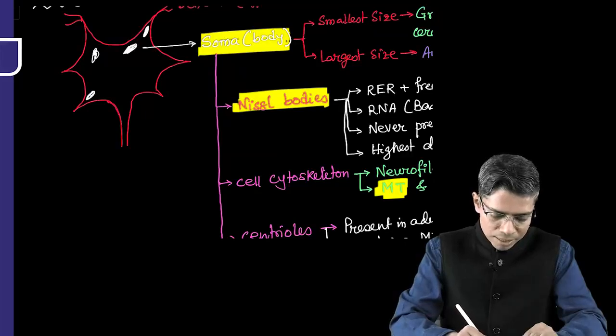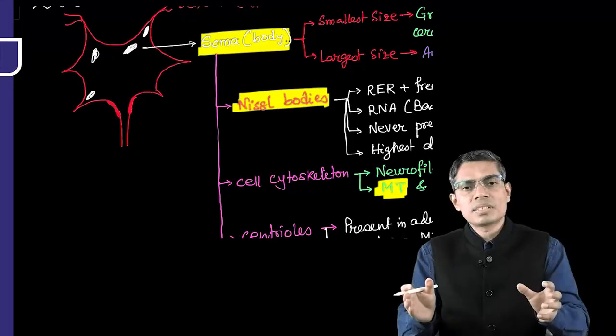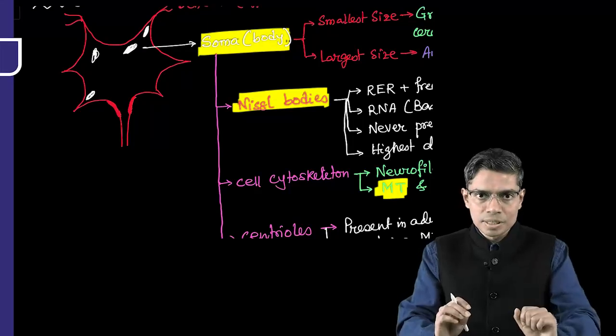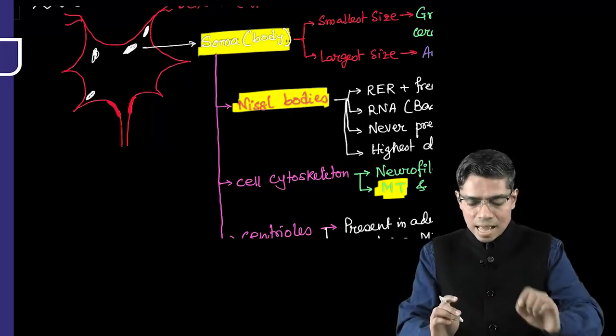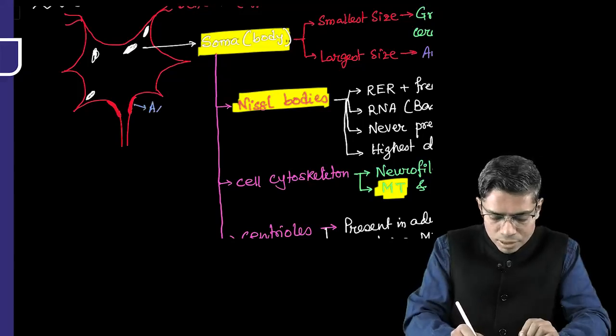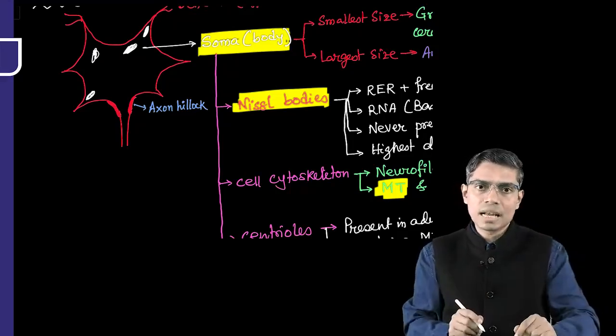But remember, before that, one portion of the cell body, which I am marking here. In this part, the cell membrane is a little thicker than other parts of the cell body. This is the part of the cell body which is attached to the axon. This part is known as the axon hillock of the neuron. So the axon hillock is a part of the cell body which remains attached with the axon.